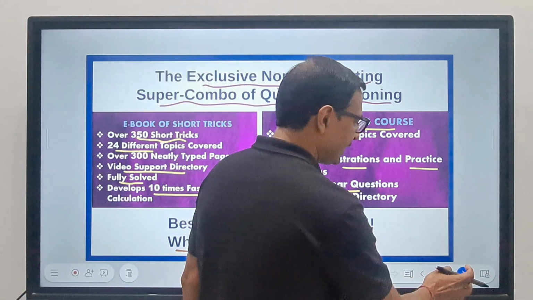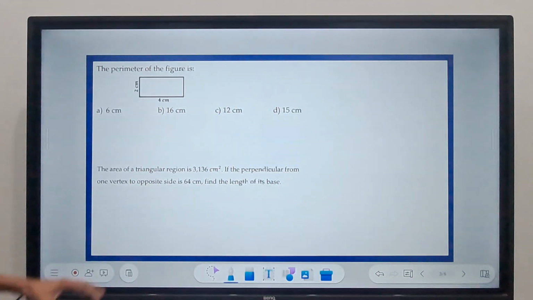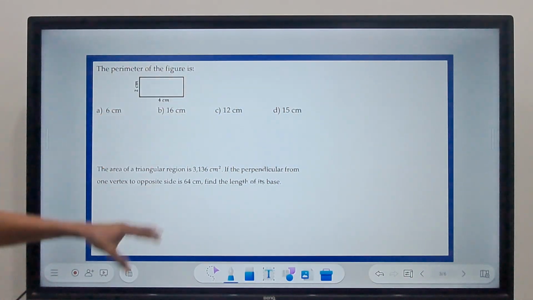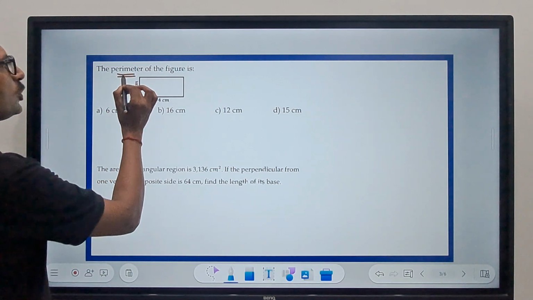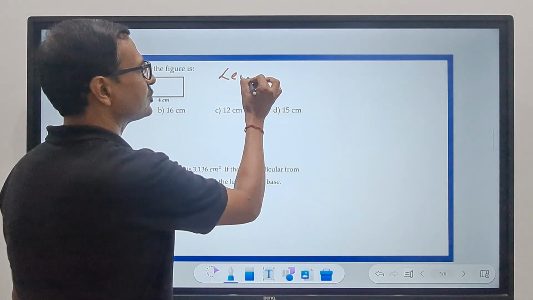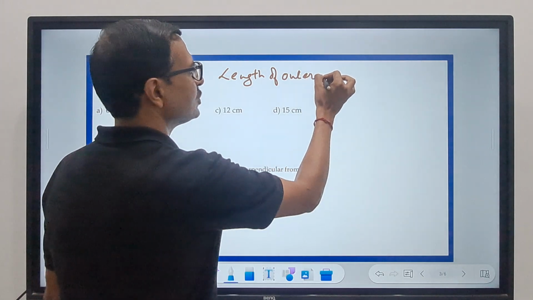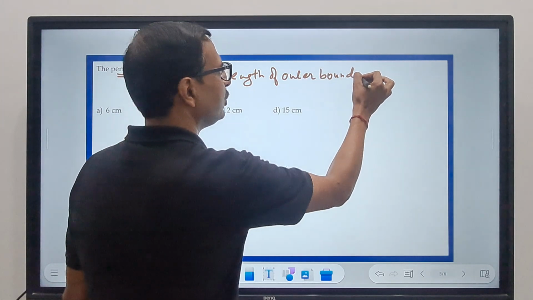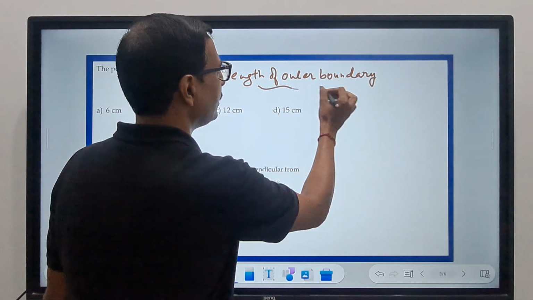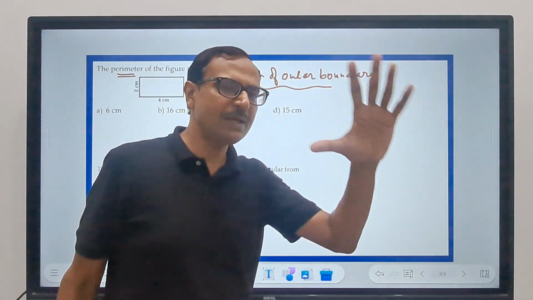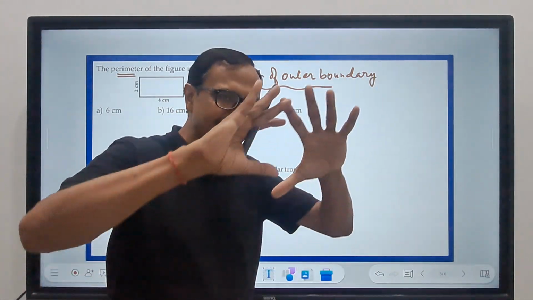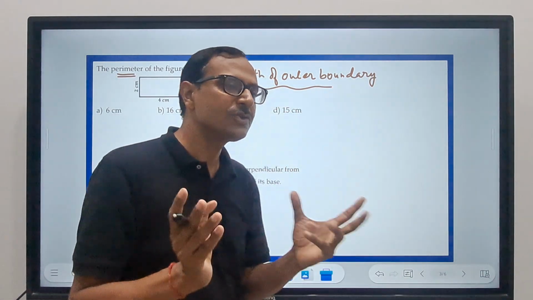Right, let's see some of the questions in hand. A very basic question to start with. Perimeter of the figure. You should know perimeter is actually the length of the outer boundary. So whenever you have a figure and you want to find its perimeter, you just have to add all the sides which encompass the particular solid.